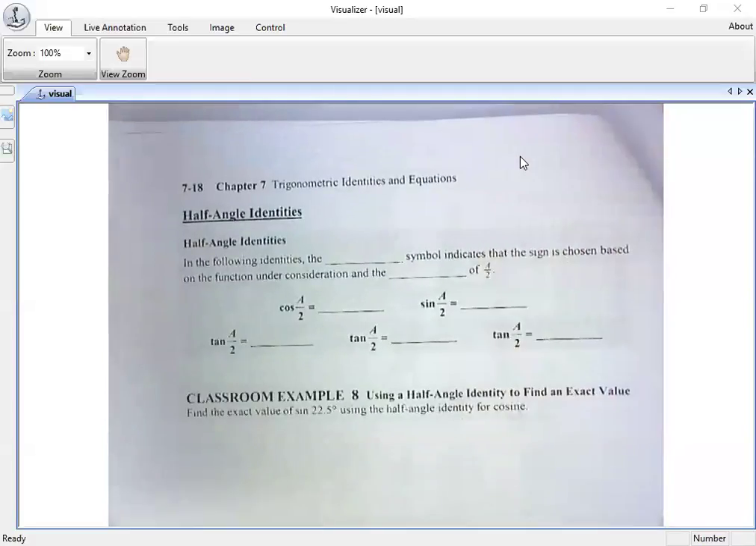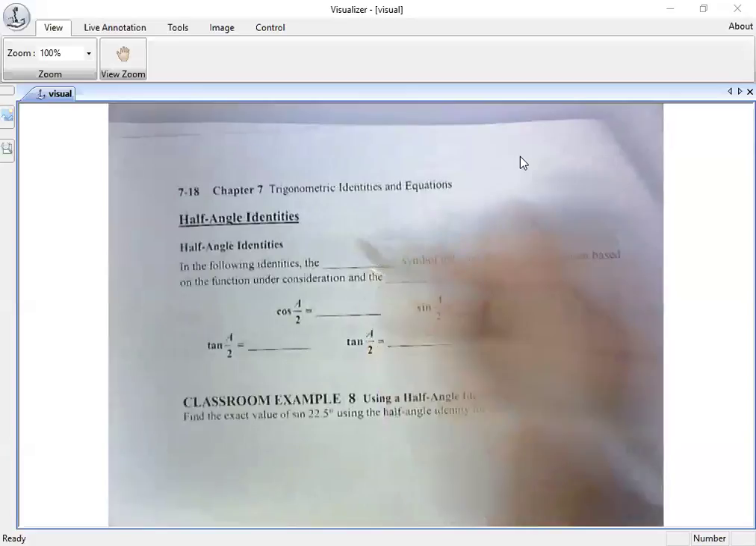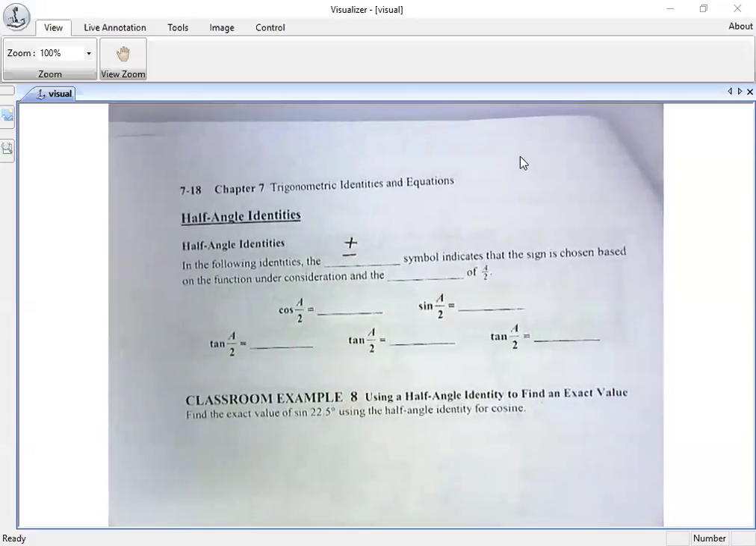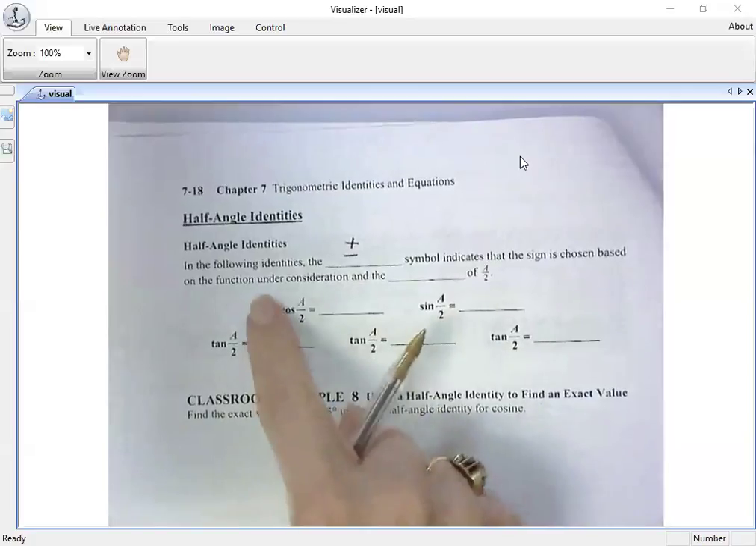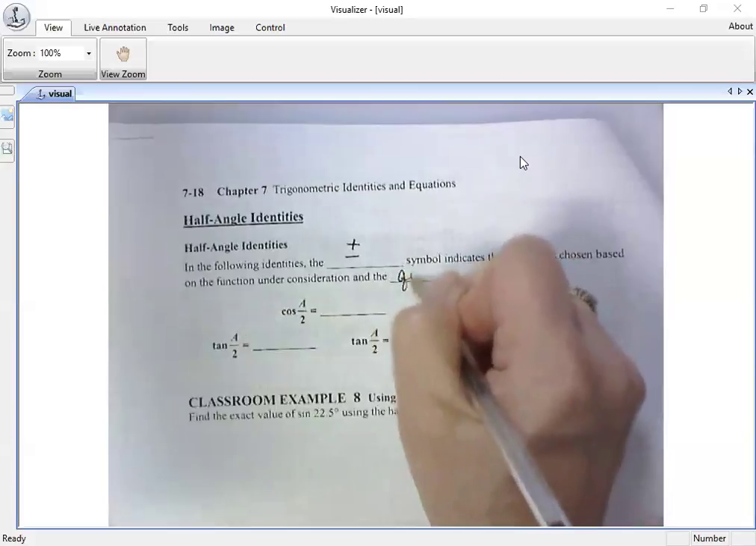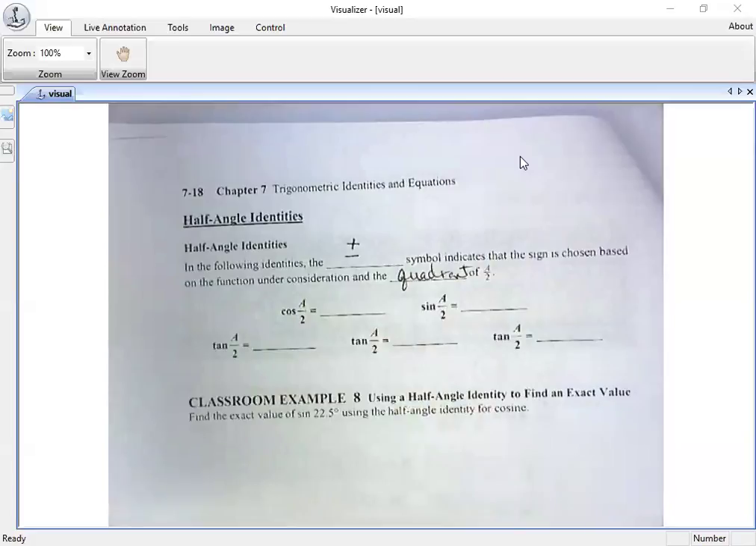Now let's talk a bit about half-angle identities. So with these half-angle identities, make sure you realize when you see this plus or minus, that indicates that the sign is chosen based on the function under consideration and the quadrant that your angle divided by 2 is in. So let me show you what we mean by that.